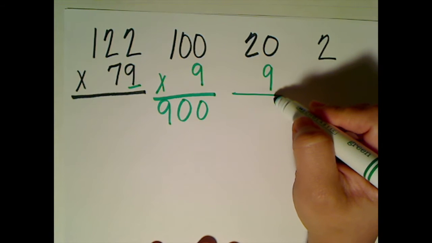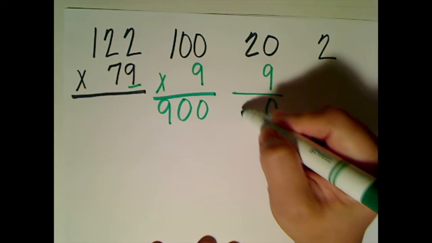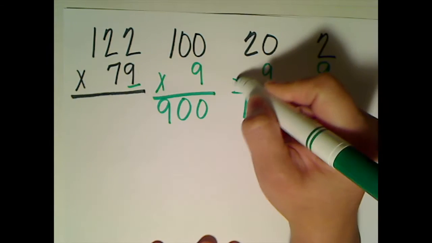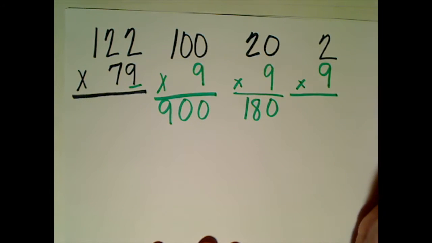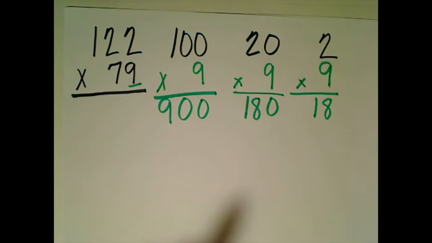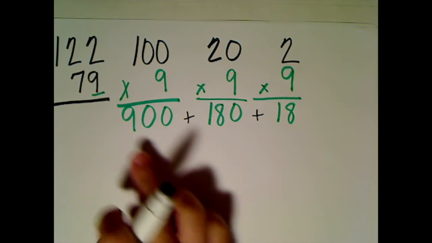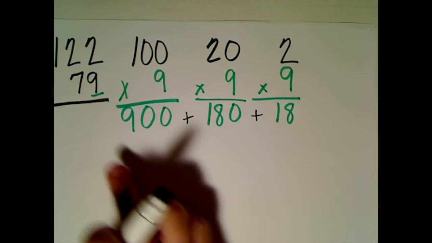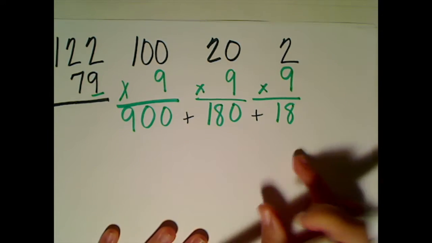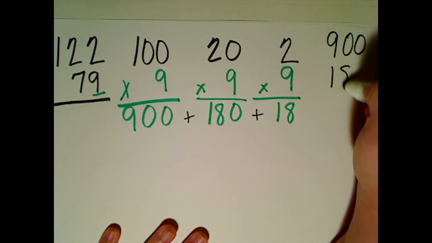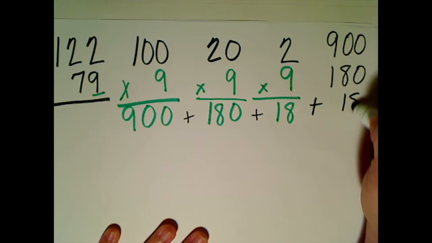Twenty times 9 is what? Good job, 180. And 2 times 9, forgot my multiplication symbol. 2 times 9 is what? 18. Now, what you do is you add these all together. And Miss Guidry is good at math, but I still, to this day, like to line them up on top of each other. So 900 plus 180 plus 18, what does that give me?